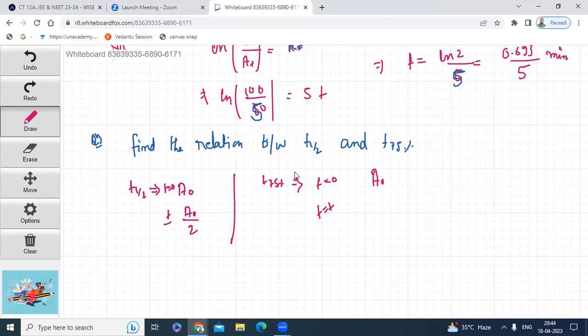For T75%, I am calculating: at time t equal to 0, this value will be equal to A naught. After 75% is converted, A naught into 25 divided by 100 will be equal to A naught by 4. So find the relation between T half and T75%. I am giving you 1 minute time.